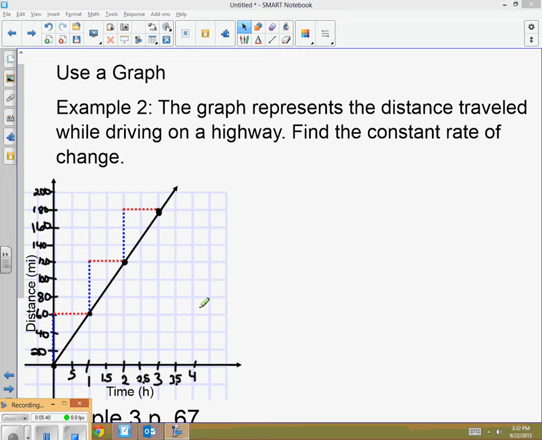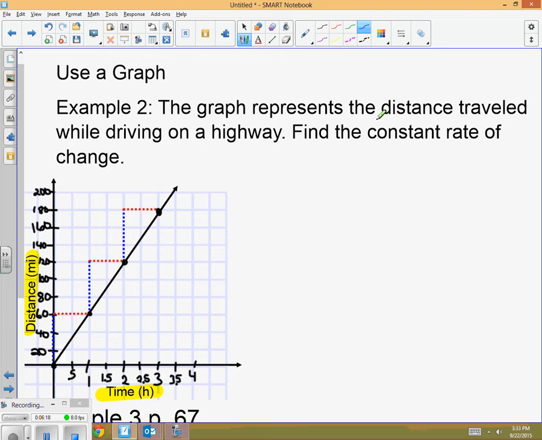Okay, so to understand what this graph is representing, first I would just like to highlight a couple key points on your graph. The time is on the x-axis, and you can see that the time is increasing by increments of 0.5 or half an hour. On the y-axis, you have the distance, which is being measured in miles, and the miles are increasing by 20 miles for every interval. Now, to find the constant rate of change, we want to look at the change in miles, which is on the y-axis.